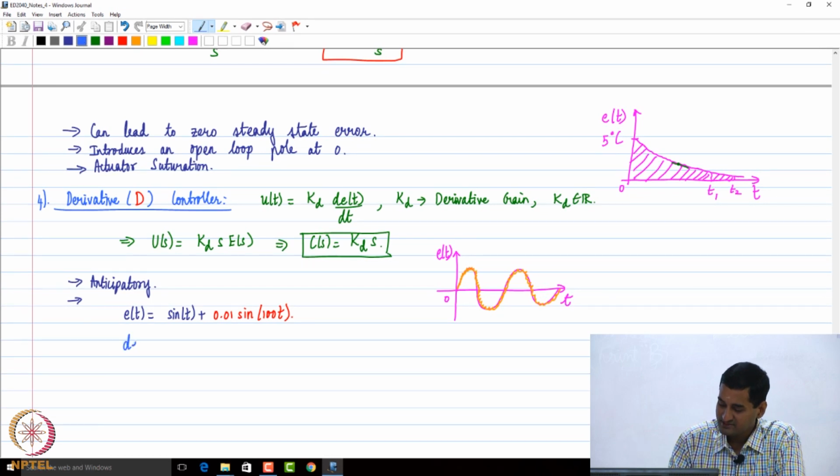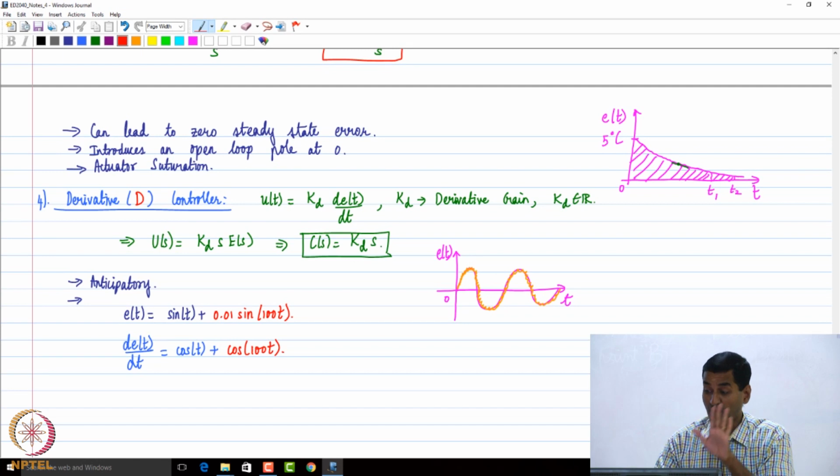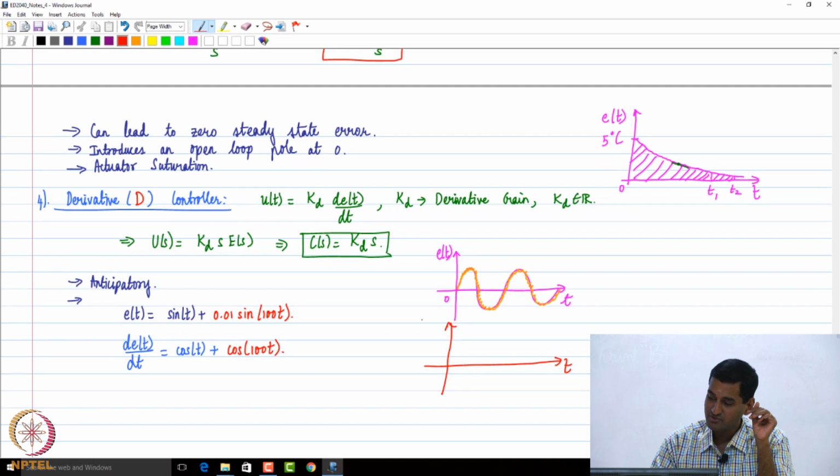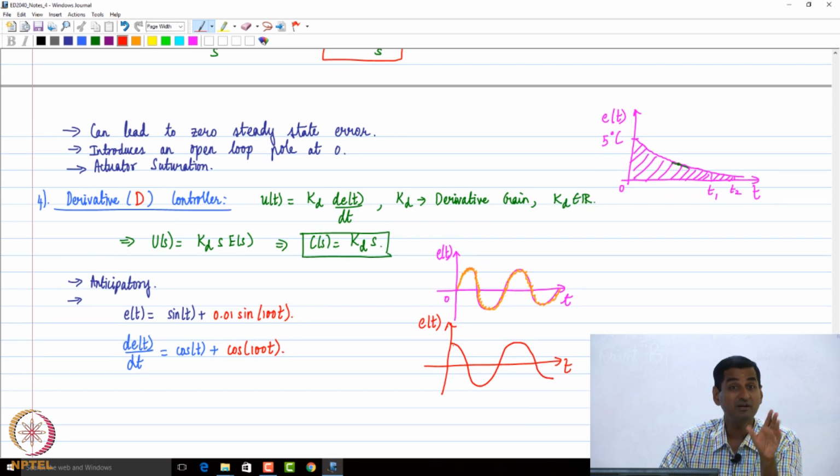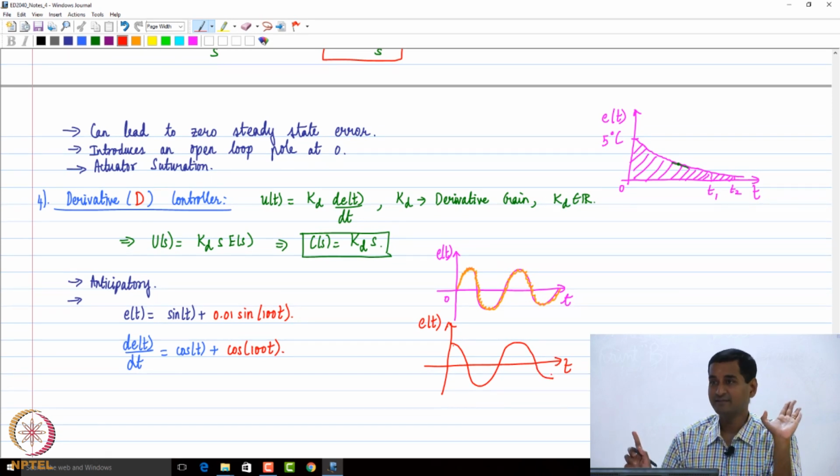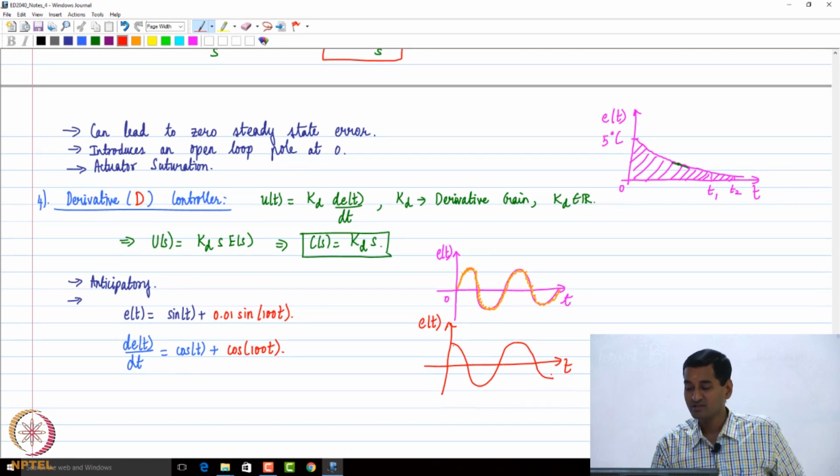Now if you take the derivative of this, you will get cos t plus, what will happen to the other term? You will get cos 100t. So what should have been my derivative signal in the ideal world? It should have been only cos t, which will be like this. That should have been my ideal derivative signal, which should have been the control input. But what is cos 100t? An extremely fast cosine signal, and cos 100t is going to mask this cos t.